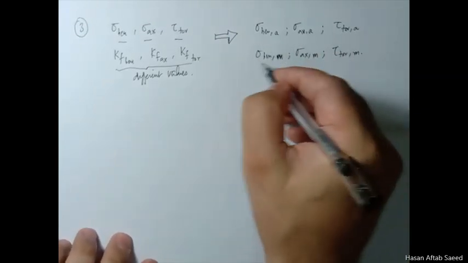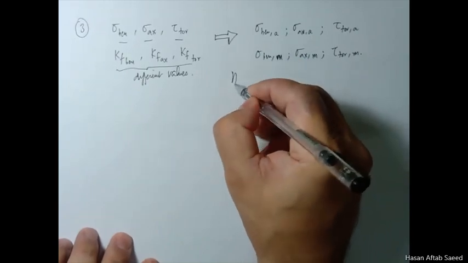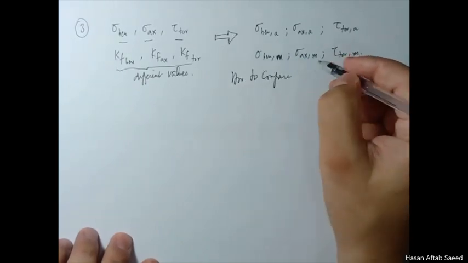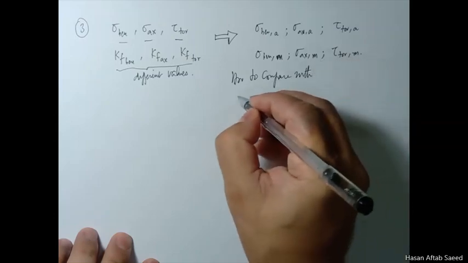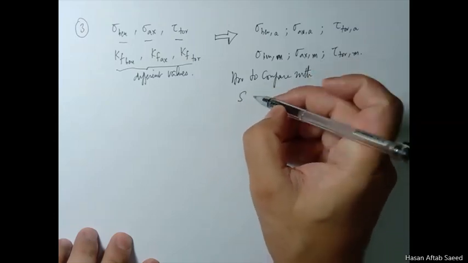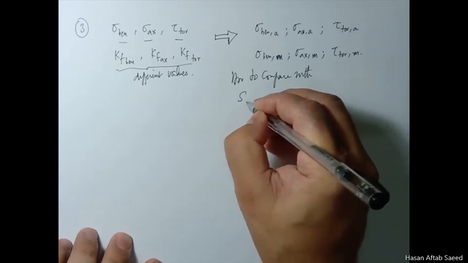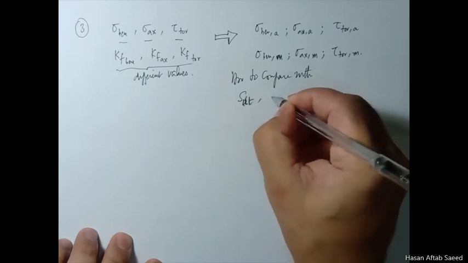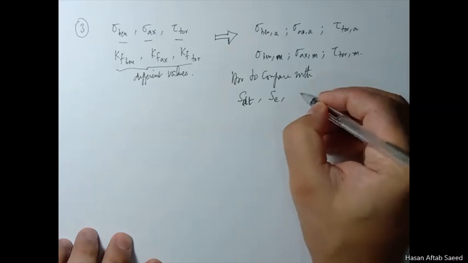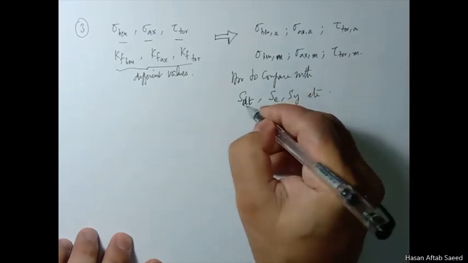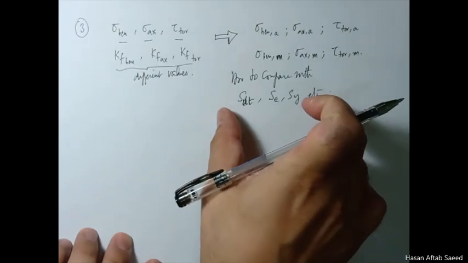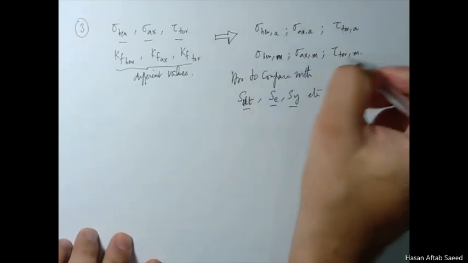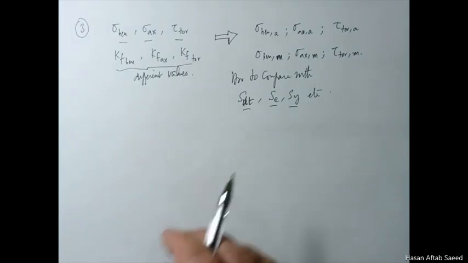Now, with so many stress values, how do we compare with our strength values? Because ultimately you compare these values with the ultimate tensile strength, or your endurance limit, or your yield strength, etc. So you always have some stress values and then you compare them with these strength values, but here you have many such values. How to compare them? This is a problem. So how we deal with this kind of problem is this.